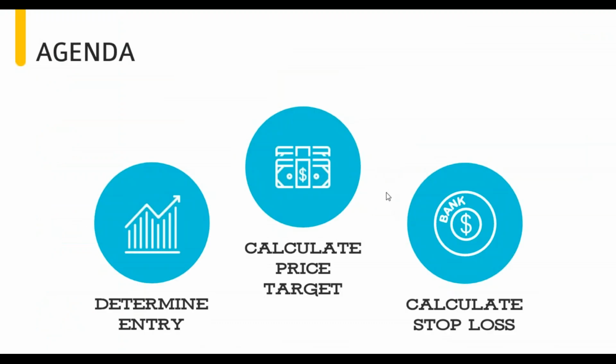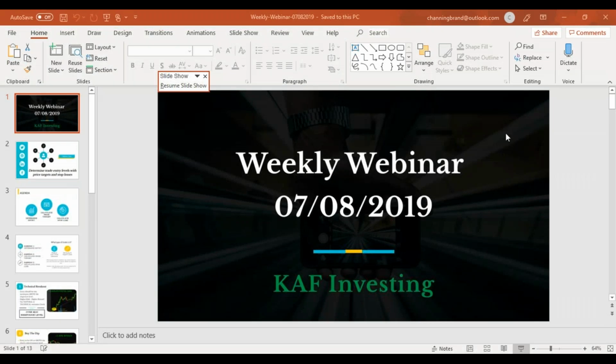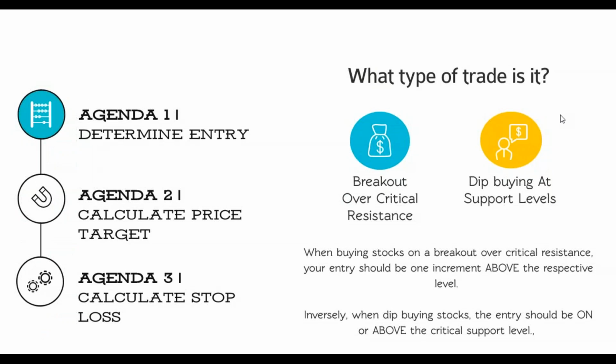So for our agenda tonight, we're going to determine the entry. Step 1. Step 2 is going to calculate the price target. We talked about a couple different ways to go about that. And then the third being calculating stop losses. So step 1, what type of trade is it?